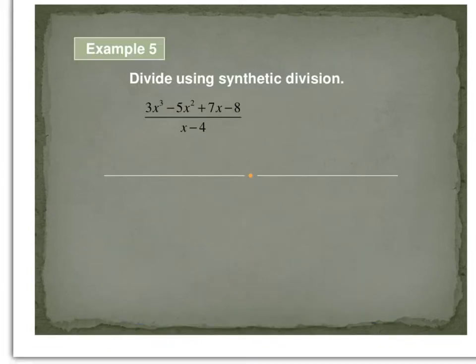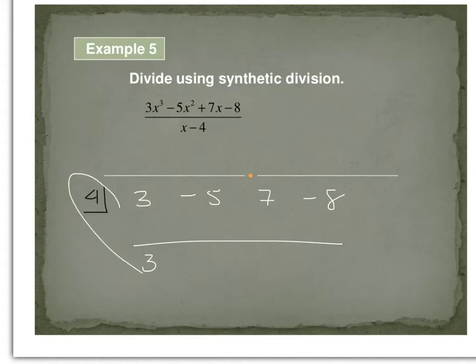Let's look quickly at another example to make sure that you understand the concept. Remember, when I'm dividing by some number, I want the constant by itself to the left of the coefficients. Then I'm going to take all the coefficients here, no variables and constants, and put them to the right. So that's going to be 3, negative 5, 7, negative 8. Bring down your first term, multiply these two, okay, and you get 4 times 3 is 12. So that's going to be 12.